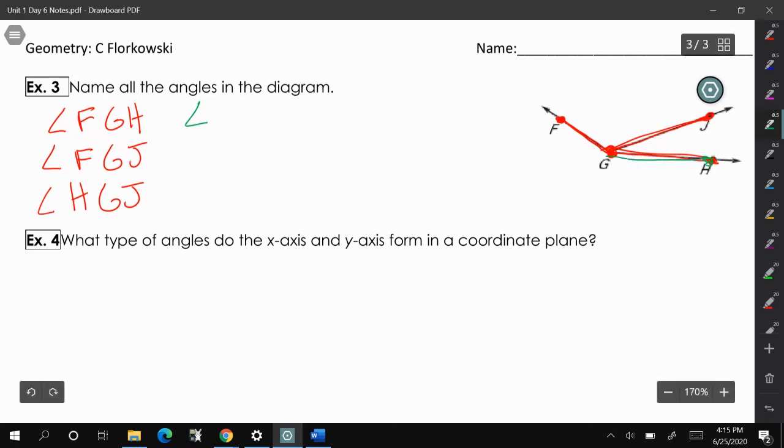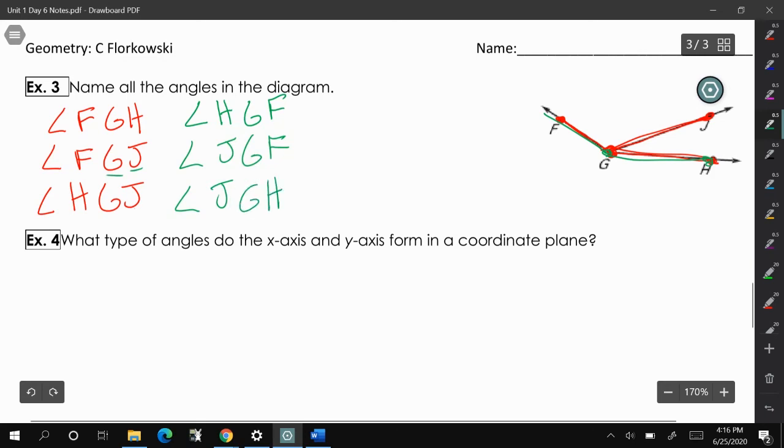Angle HGF. Yep, these two are not different angles. They're the same angle, but different ways of naming them. And then we can also have angle JGF, and we can have angle JGH.